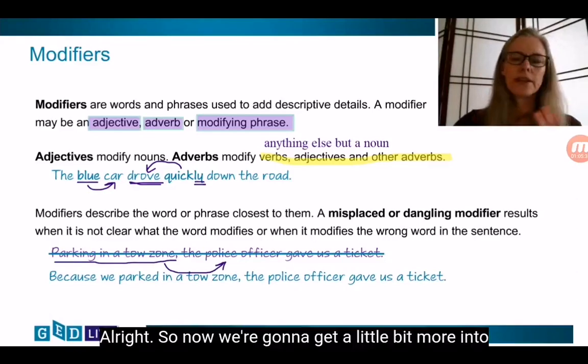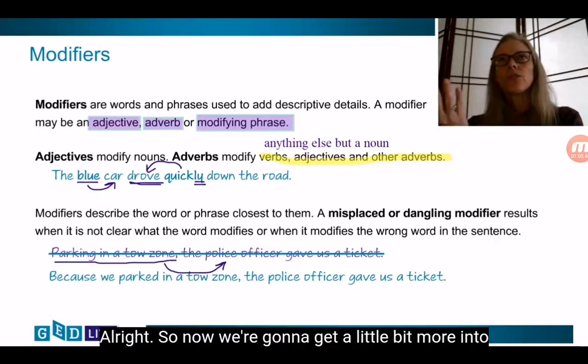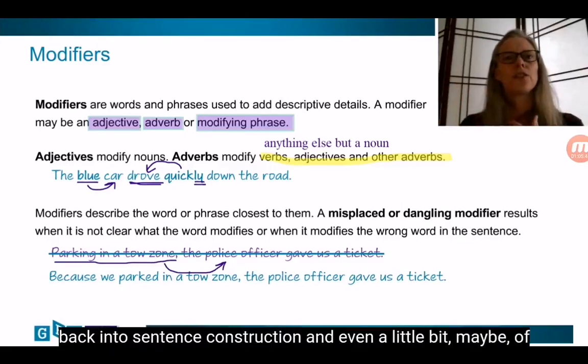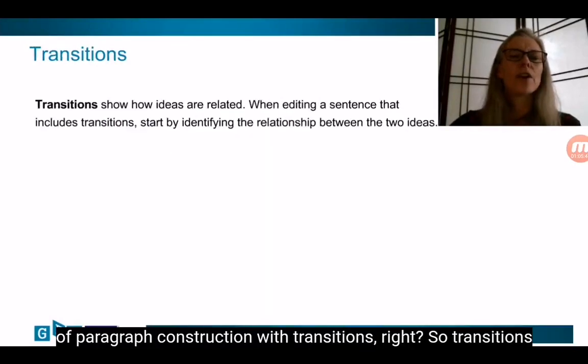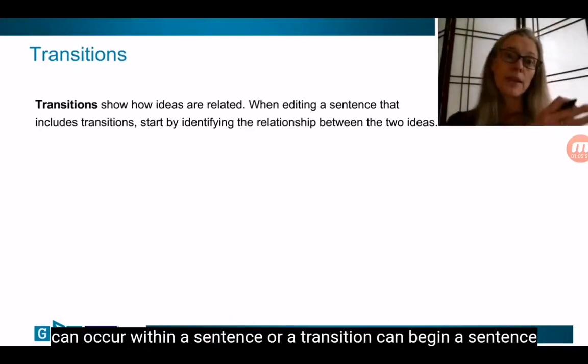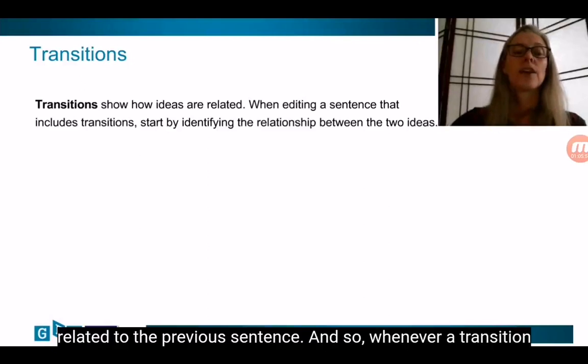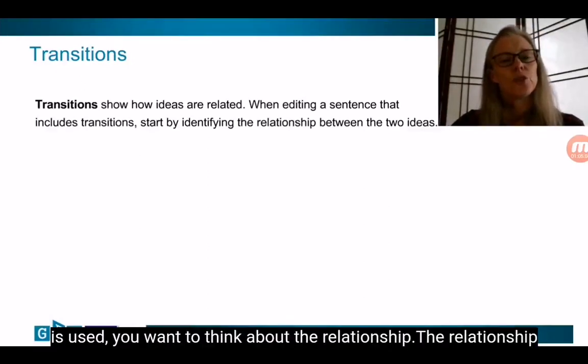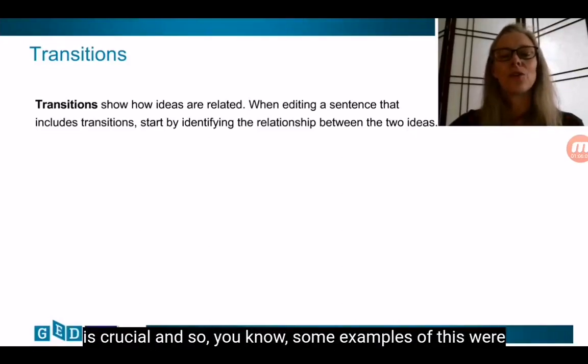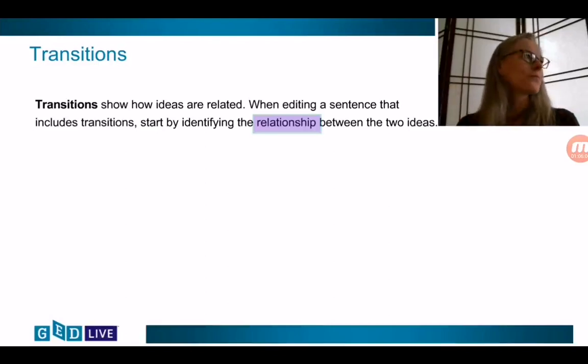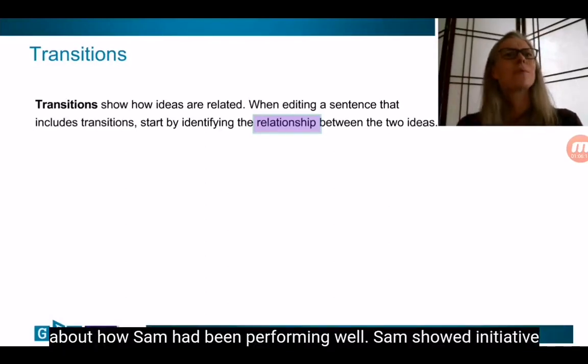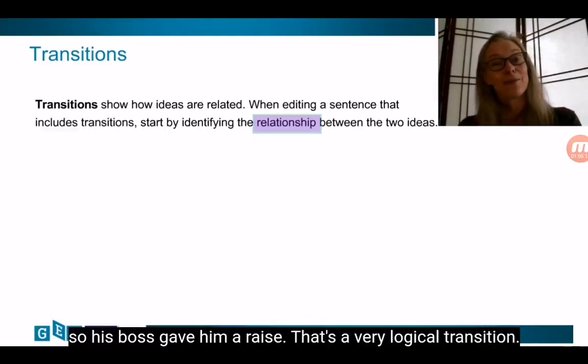All right, so now we're going to get back into sentence construction and even a little bit maybe of paragraph construction with transitions, right? So transitions can occur within a sentence, or a transition can begin a sentence to relate it to the previous sentence. And so whenever a transition is used, you want to think about the relationship, right? The relationship is crucial. And so some examples of this were about how Sam had been performing well. Sam showed initiative, so his boss gave him a raise. That's a very logical transition.